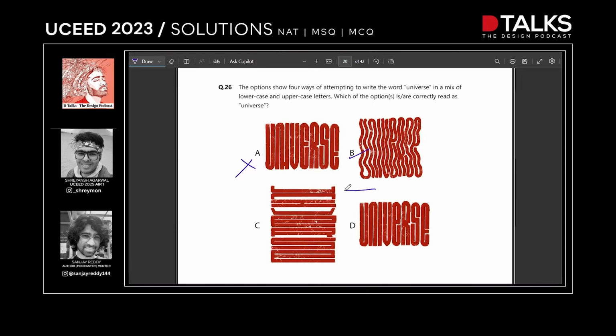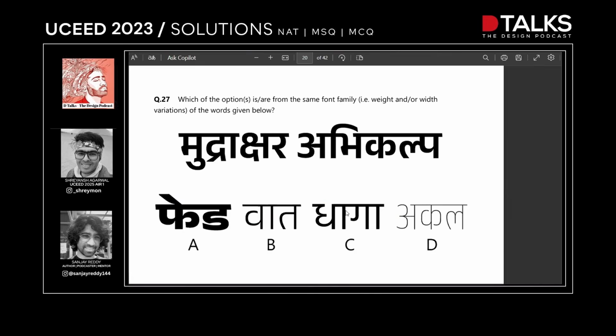Stretched. So just push it from the right. It's U N I V E R S E. C is also correct. Option D is also correct. It's option A only, but this is all not connected. One way to do this is also squint and see, so that it's a little easier to understand.